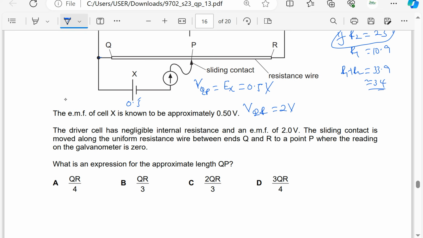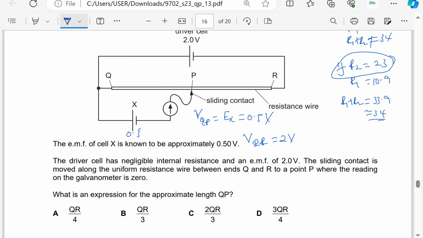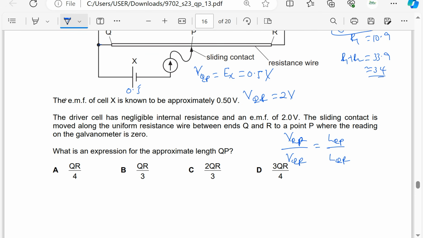What is an expression for the approximate length QP? Of course, if I compare the potential differences, they should be directly proportional to the lengths. That is, potential difference across QP divided by the potential difference across QR should be the same as the length QP divided by the length QR. They are directly proportional. So V across QP is 0.5, V across QR is 2 volts, is equal to the length QP divided by the length QR.